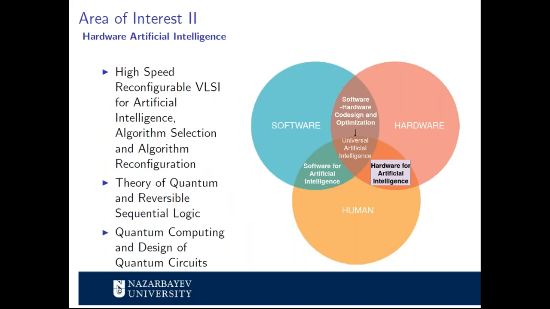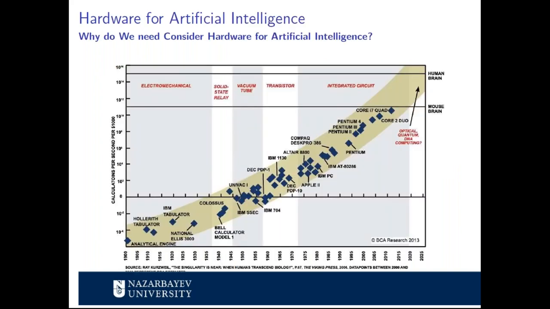Now, the second part is between hardware and human. And there are, again, several different projects. We have some reconfigurable VLSI. We have algorithm selection for hardware. We have theory and practice of reversible computing. And then we have some design of quantum computers. However, before going into one of these topics, let's see, why do we actually need hardware? Why do we need to consider hardware and artificial intelligence?